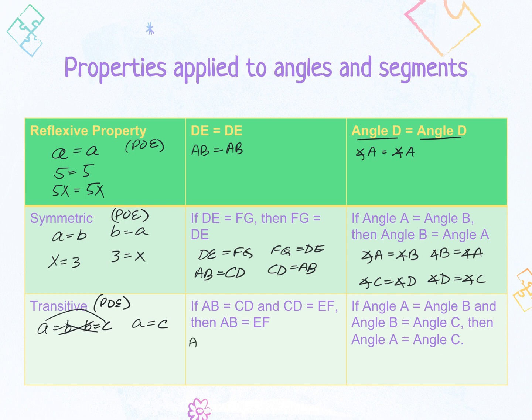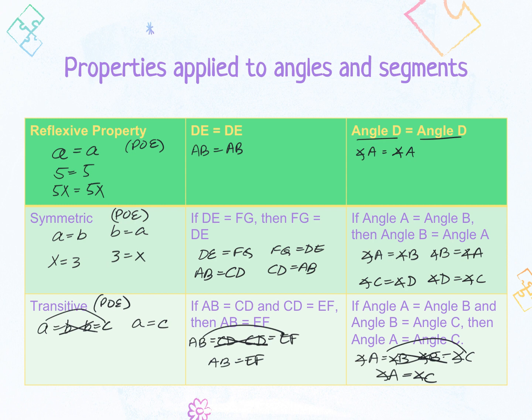Same goes here. If segment AB equals segment CD and segment CD equals segment EF, I can cancel these middles and I can say that AB is equal to EF. And same goes for angles. If angle A equals angle B and angle B equals angle C, I can cancel these middles and I can say that angle A equals angle C. So again, this is just like syllogism. We learned about it, but it's the transitive property of equality.